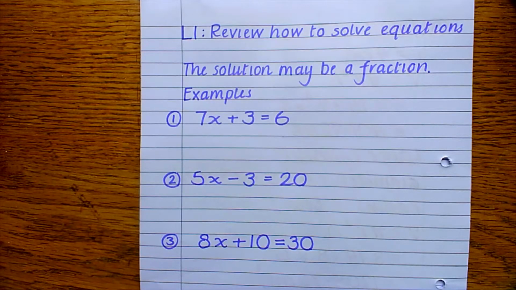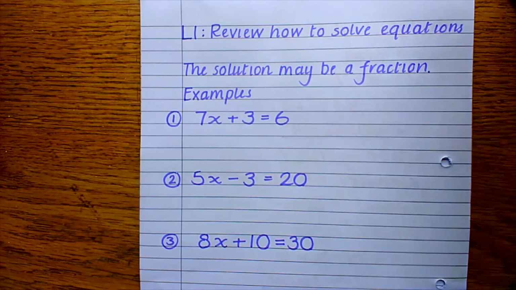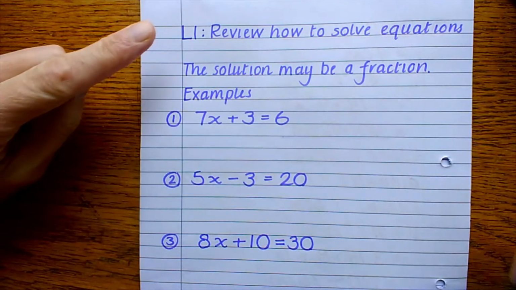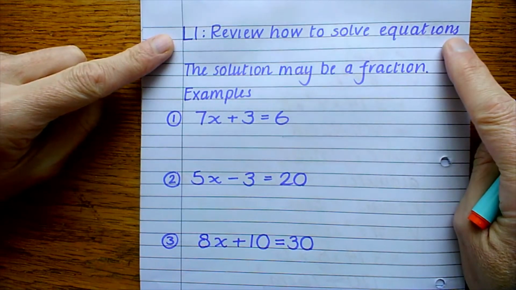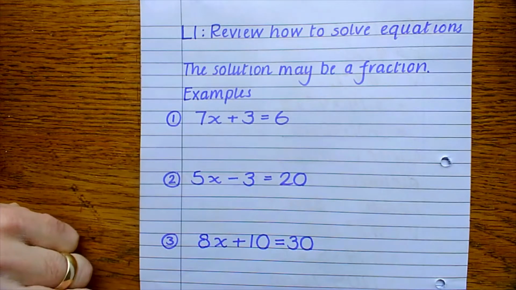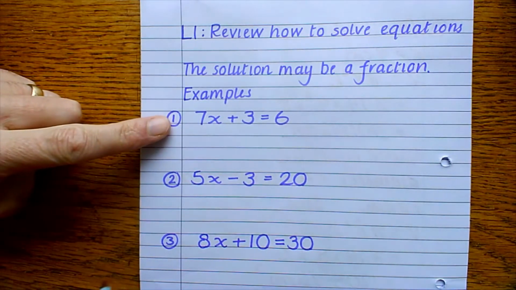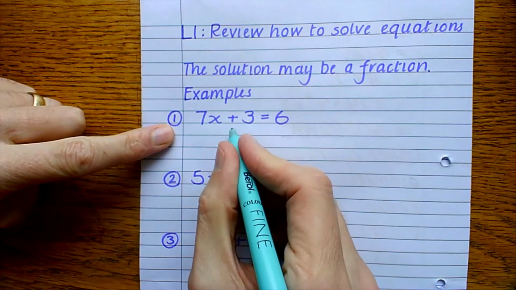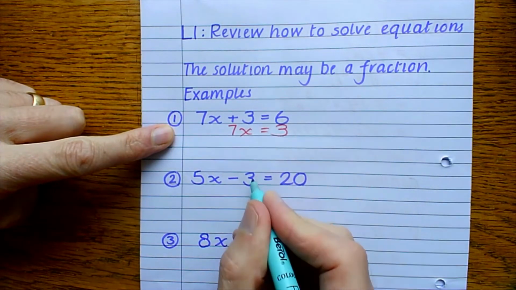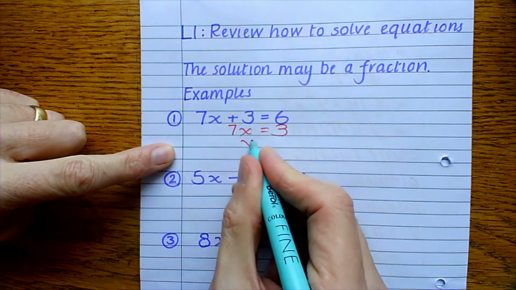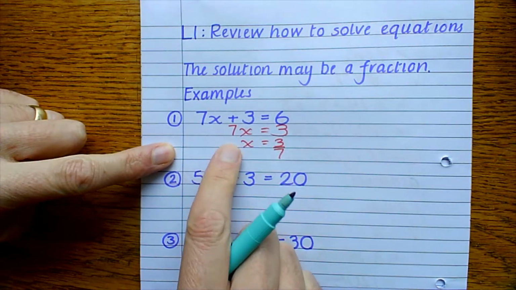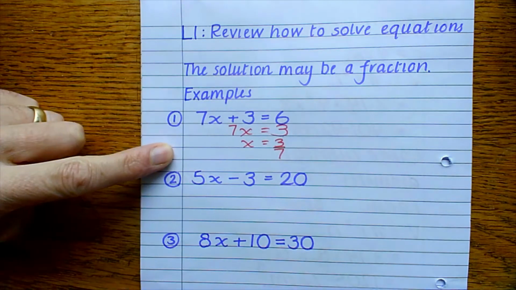Okay, let's start by making a note in our notes jotter that we're reviewing how we solve equations, and solutions could be a fraction. So just make sure everybody's happy with that. So here we are, first example, 7x plus 3, so take away the 3, 7x is 3. We know that 7 doesn't go into 3, so x is 3/7. And that trick of simply sliding that number under there to do the dividing is really useful.